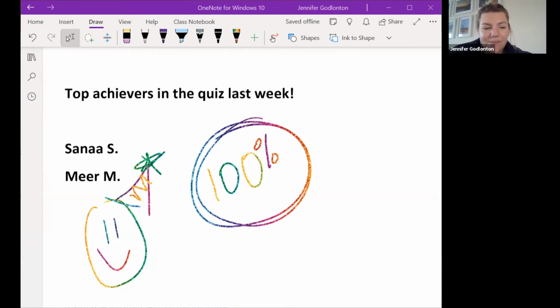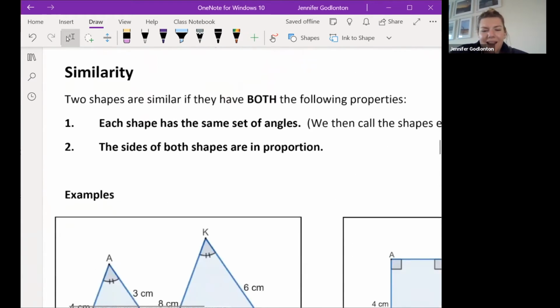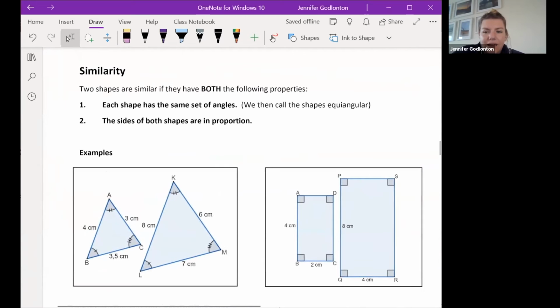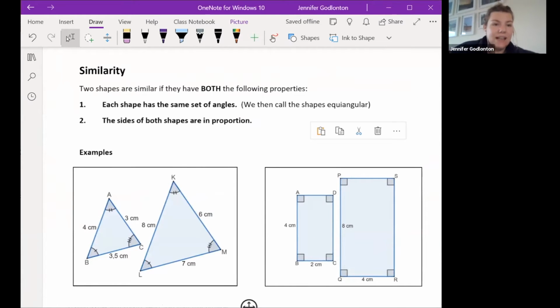Let's jump into some similarity. Similarity is a little bit different from congruency. Those of you who have done it in class, who feels like you can give me an explanation of the difference between congruency and similarity? What's the difference between those two? Pop your hand up for me and see if you can talk me through it. It doesn't need to be a perfect description, just a little bit of something. Yeah, Anam, tell me something.